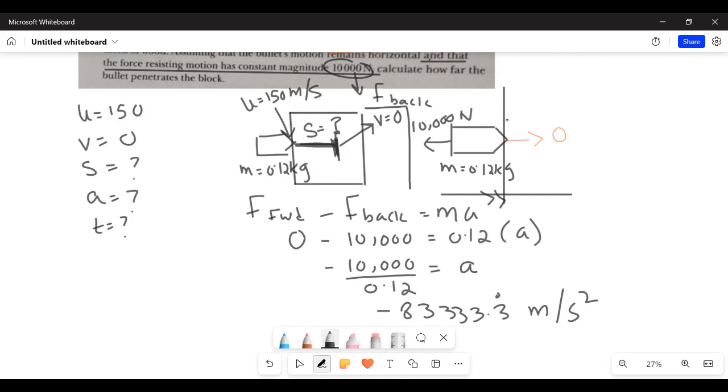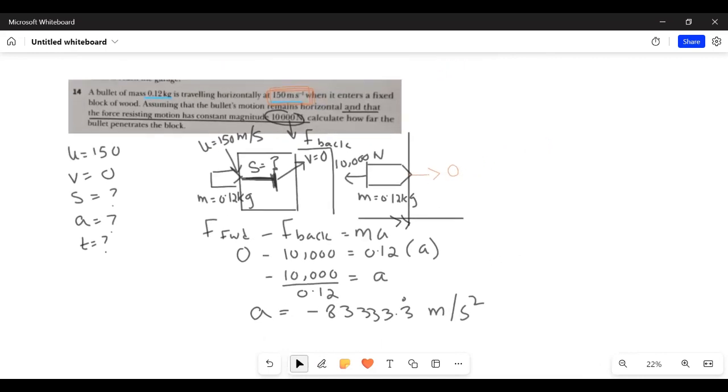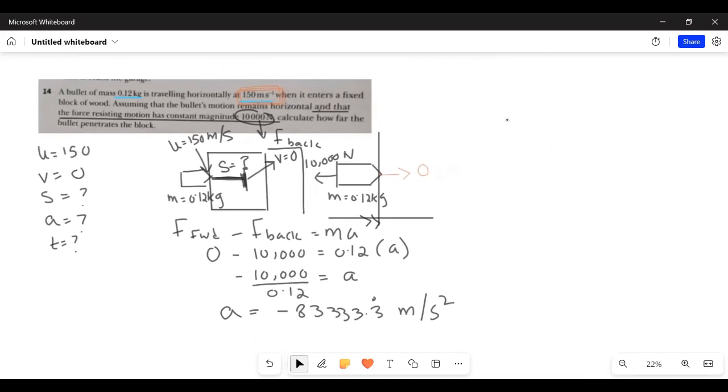Yes, ma'am, that's what it's showing. Yes, ma'am. Yeah, okay. So this is the deceleration. It's quite a large deceleration, which makes sense because 150 meters per second is a very high speed and it's going to zero immediately. So that's why this is huge. Okay, so we have the acceleration.